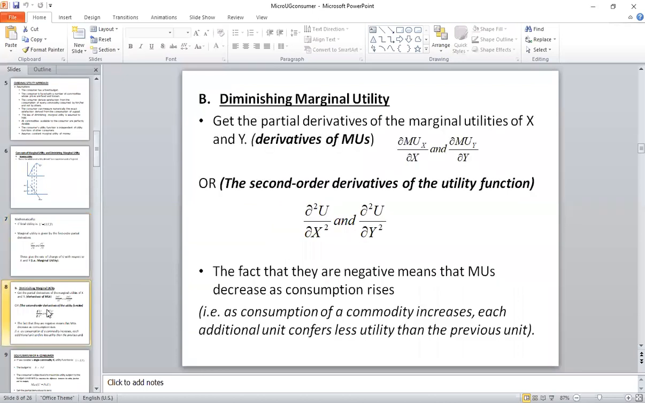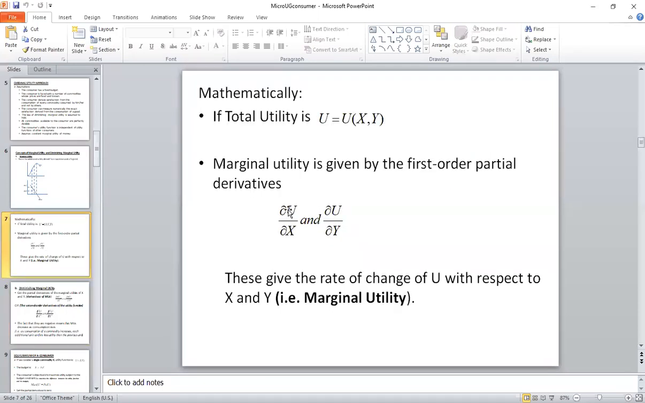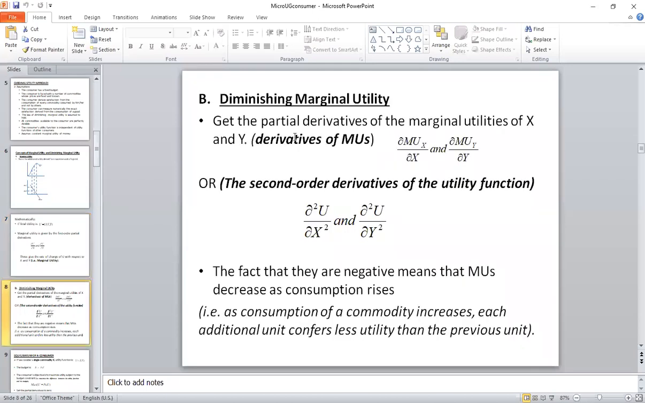mathematically. Now we want to show the diminishing marginal utility. So we want to show that the marginal utility is diminishing. So first of all, we derived the marginal utilities here. It is du dx and du dy. That is the marginal utility. Now we want to show that these ones are falling, they are diminishing. So what we do, we get the partial derivatives of the marginal utility of x and y.